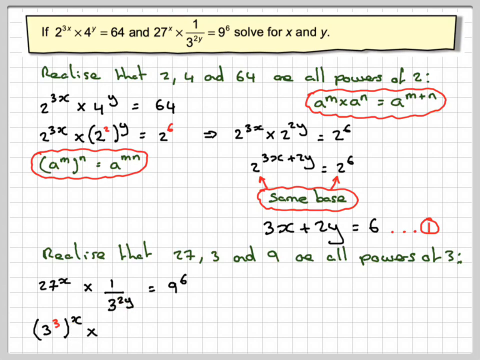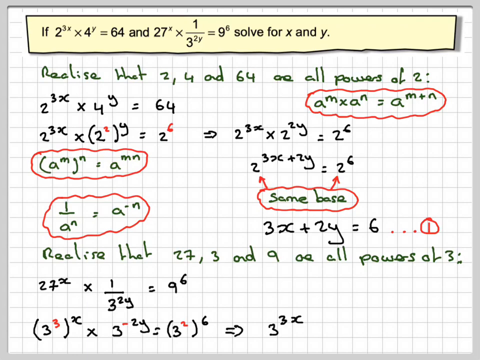Now 1 over a to the n can be written as a to the minus n, so we're going to rewrite this one as 3 to the minus 2y. And then 9 is 3 squared, so we'll write that as 3 squared to the power of 6. So that gives me 3 to the 3x using this rule here. This one will keep the same. And then using this rule again, that will become 3 to the 12.